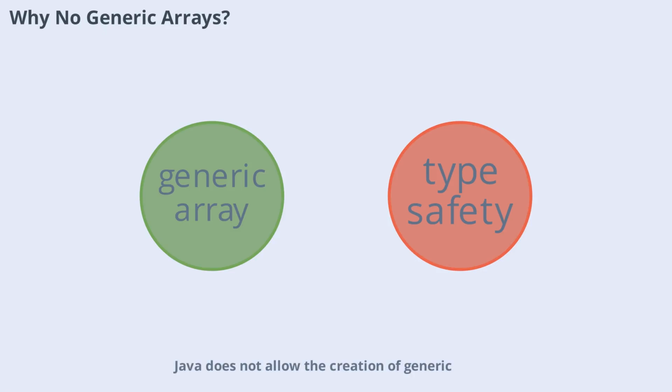Java does not allow the creation of generic arrays because arrays carry type information at runtime, while generics use type erasure at compile time. This mismatch can lead to runtime errors like ArrayStoreException. To maintain type safety, Java prohibits generic array creation.